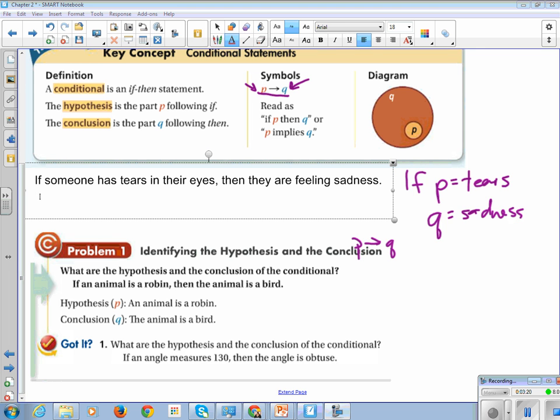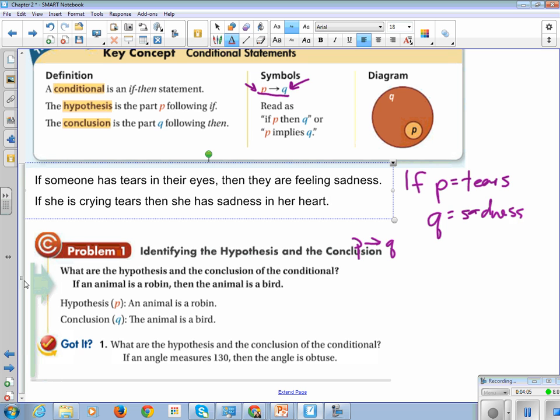How about, if she is crying tears, then she is sad. Then she has sadness in her heart. She is in a dark place. Okay, so that's how tears implies sadness. If tears, then sadness.